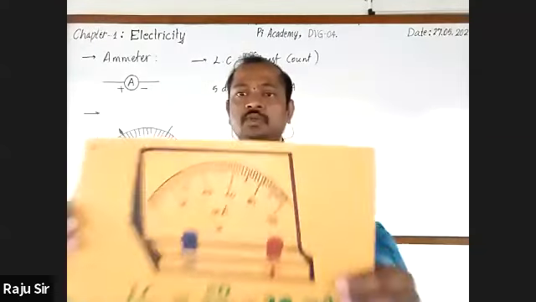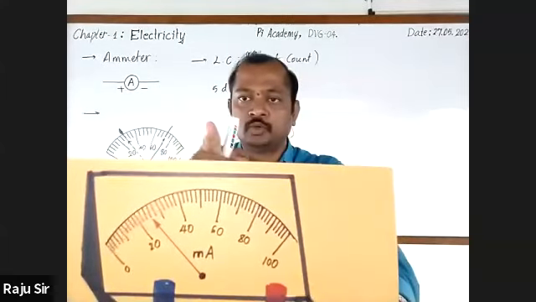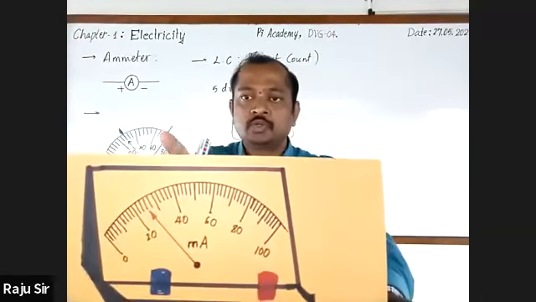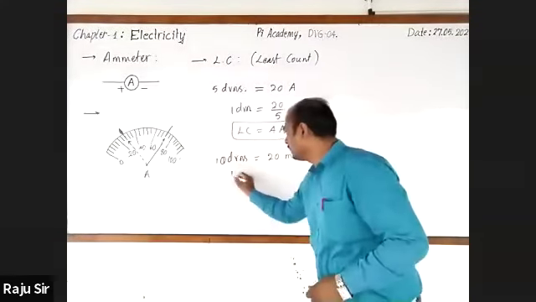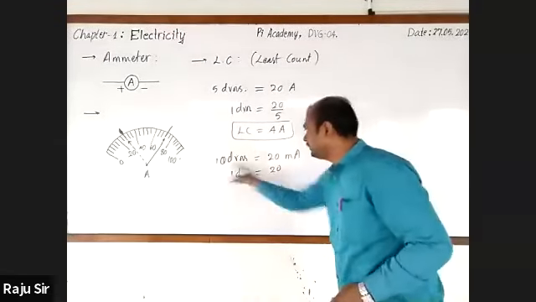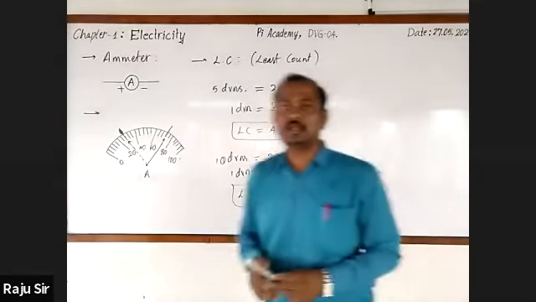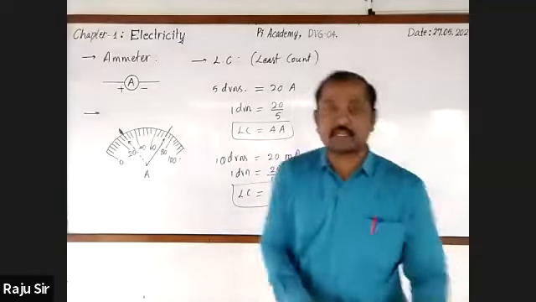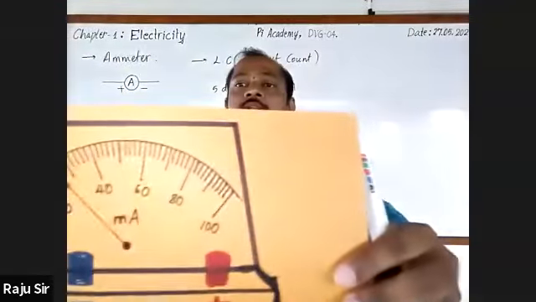Here, you may take the current from 0 to 20 milliamps. How many divisions are there? 10 divisions. Now, look at them. 10 divisions is equal to 20 milliamps. Then one division is equal to 20 by 10, it is 2 milliamps. This is the least count of this ammeter. Now you may go for telling the reading.